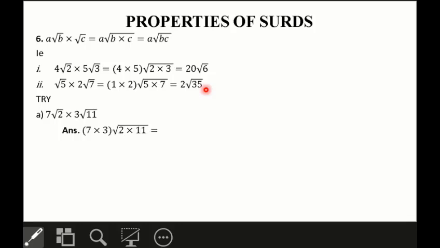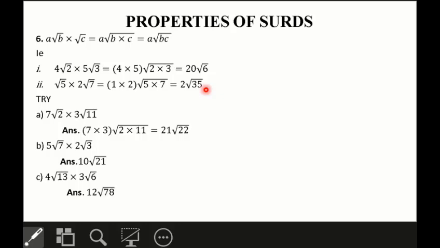Let's see what you get as an answer. 7 times 3, then 2 times 11 under the square root, which will give us 21 root 22. Good. The next one, 5 root 7 times 2 root 3, and that one is giving us 10 root 21. Excellent.